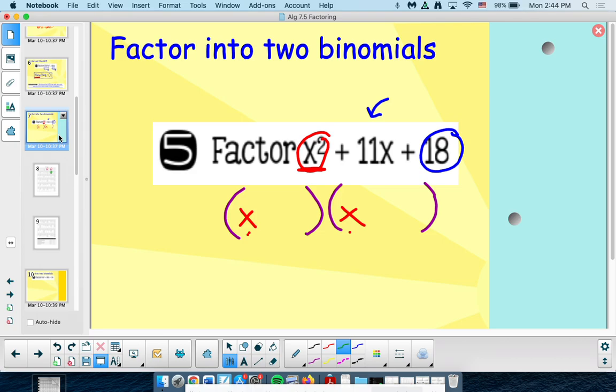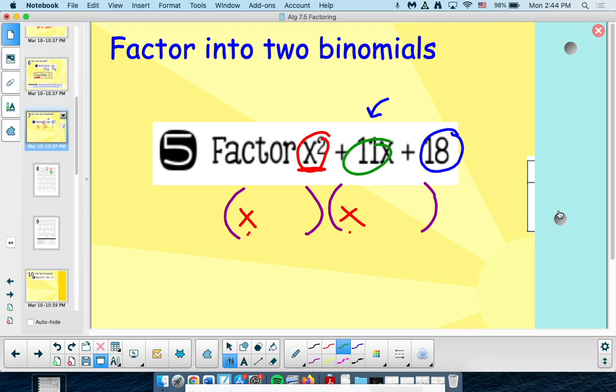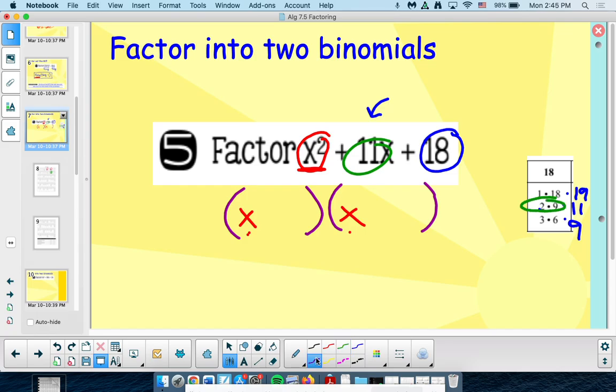So if I come back here, I cheated and I took a screenshot so we could see it together. Now I'm looking, you guys, out of these options, which one would have a sum or subtraction of 11? So if I take 18 and 1, I'm going to get 19. Now 2 and 9, that's 11. You guys see how we got 11 there? And 3 plus 6 is 9. So I know this is the combination I want, 2 and 9. So I'm going to put plus 2 plus 9.